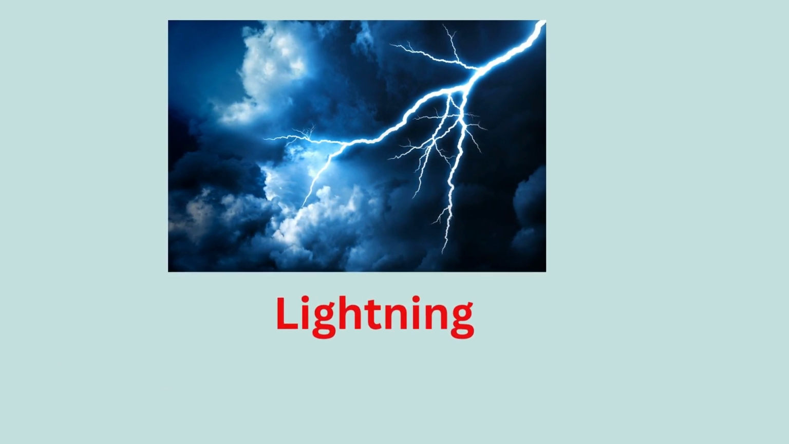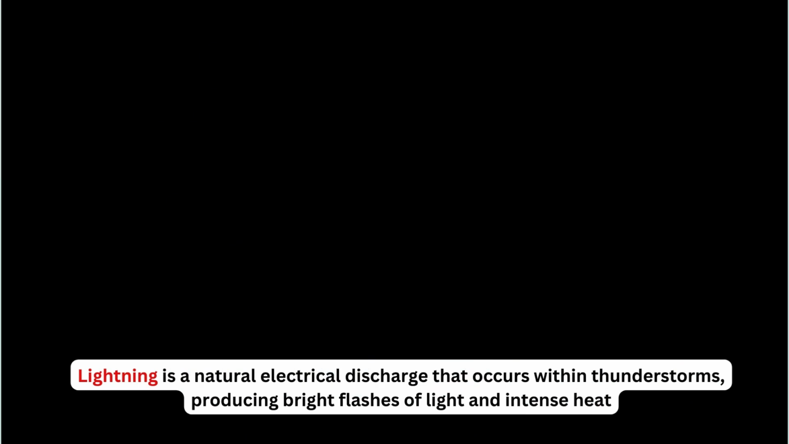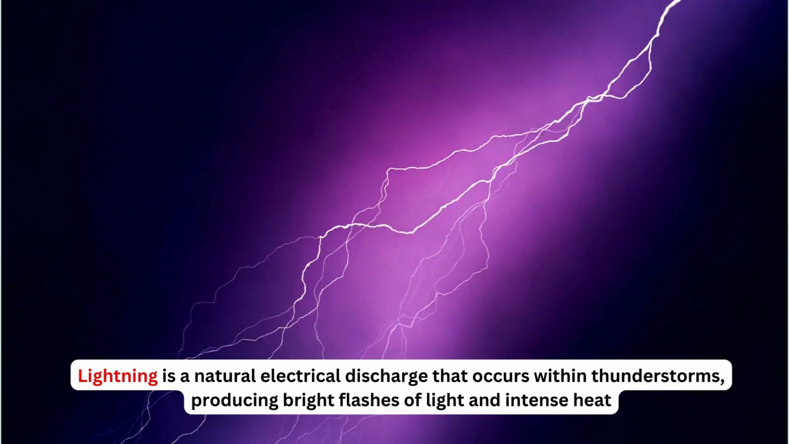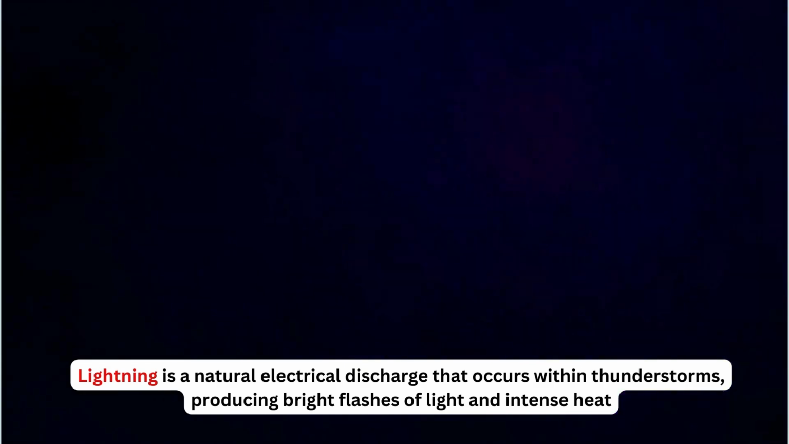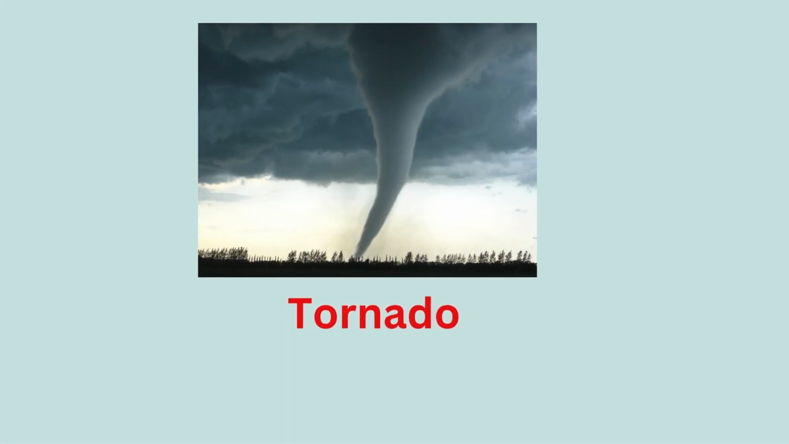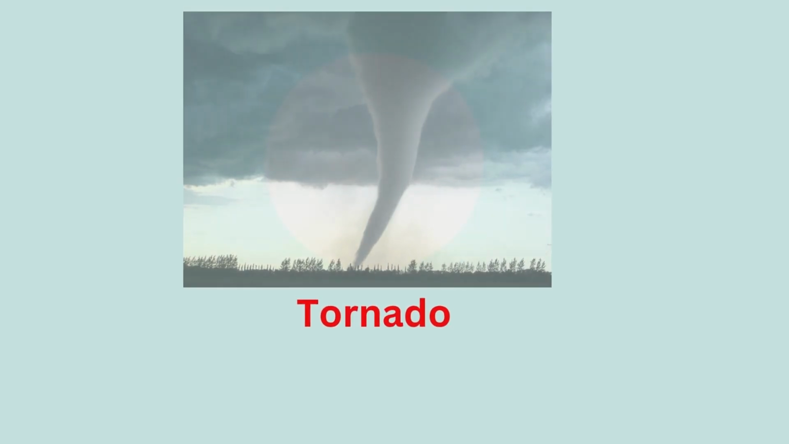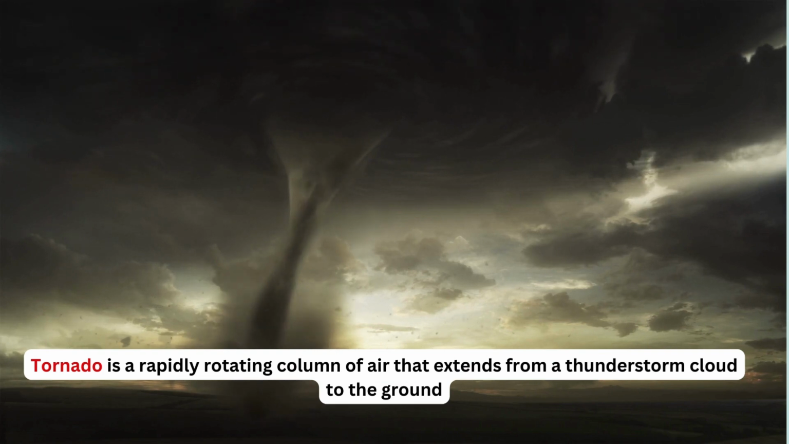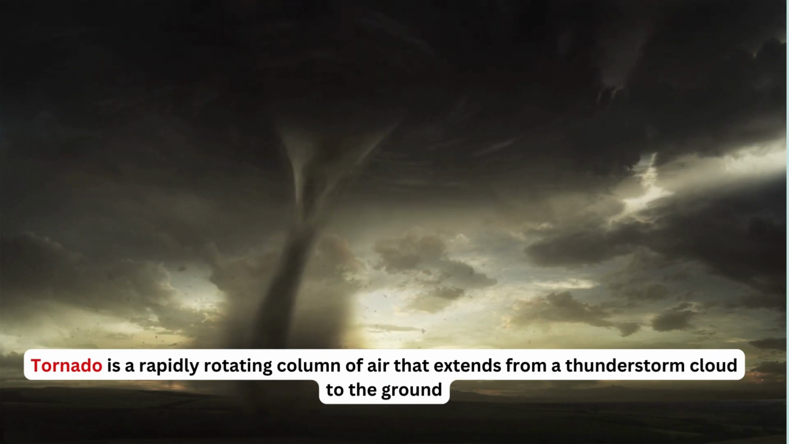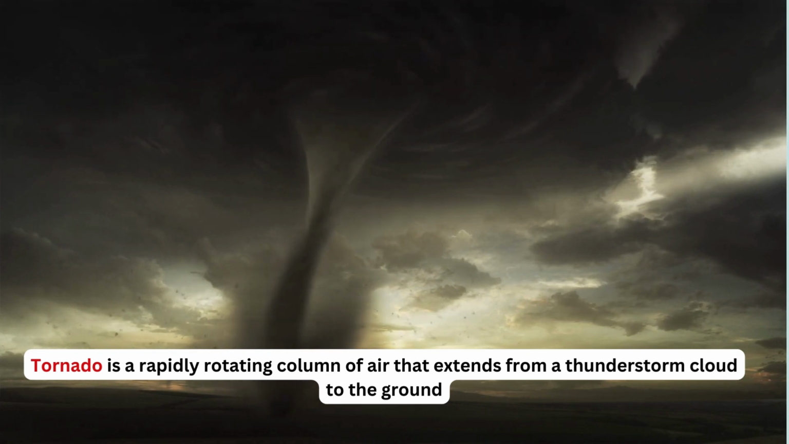Lightning. Lightning is a natural electrical discharge that occurs within thunderstorms, producing bright flashes of light and intense heat. Tornado. Tornado is a rapidly rotating column of air that extends from a thunderstorm cloud to the ground.